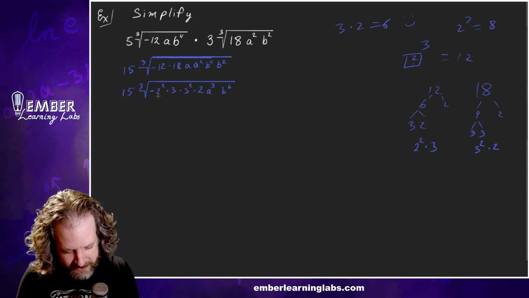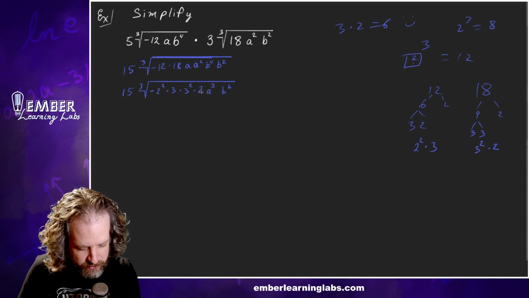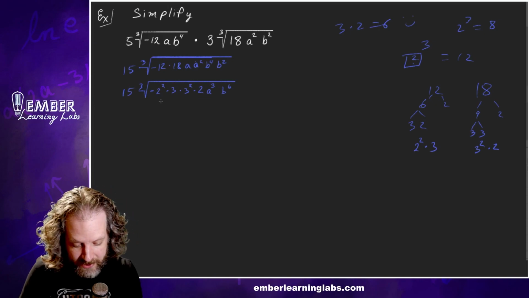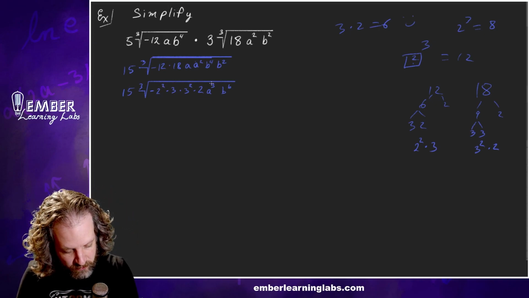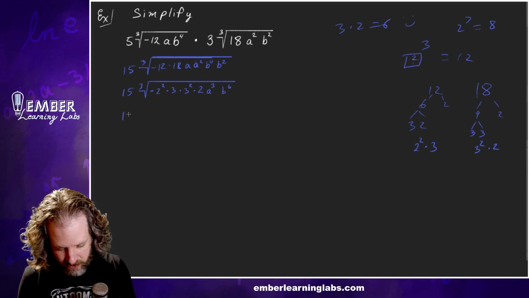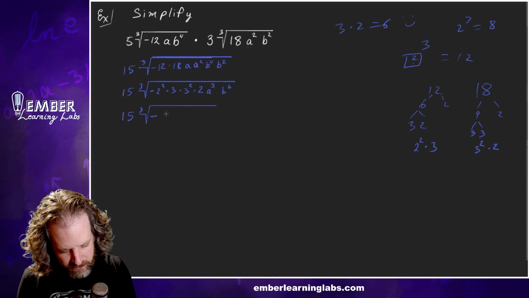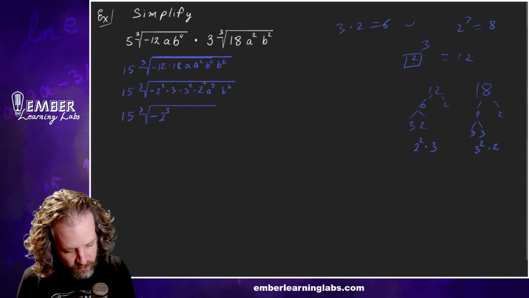Now, we've got some like bases over here. We've got the 2s that are alike and the 3s that are alike. We have like bases multiplied, so we can add the exponents. So 2 plus 1, where is it? Yeah, 2 plus 1 is 3. So 15 times the cube root of -2 cubed. Again, that's 2 plus the 1 here.